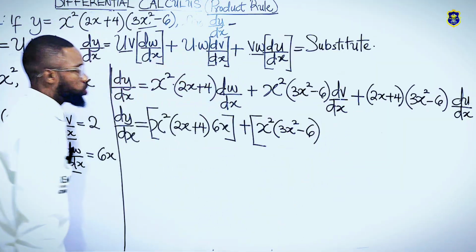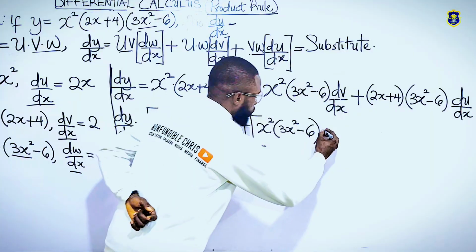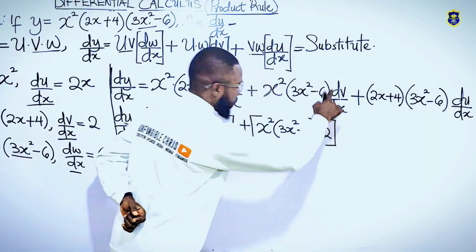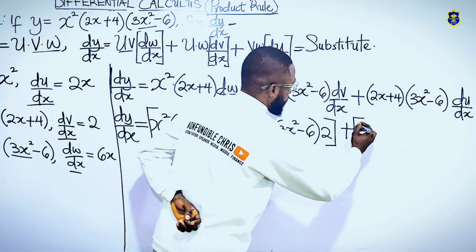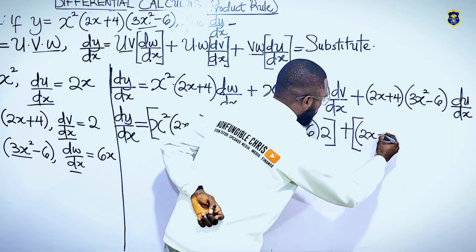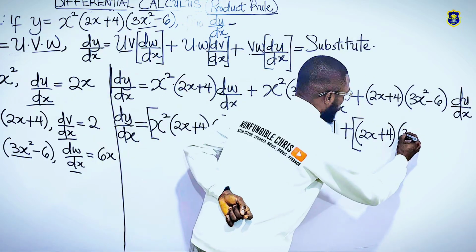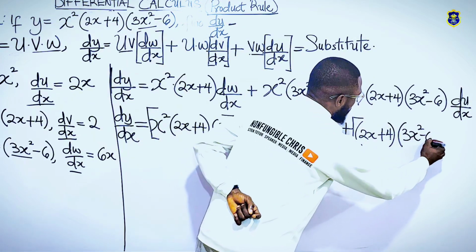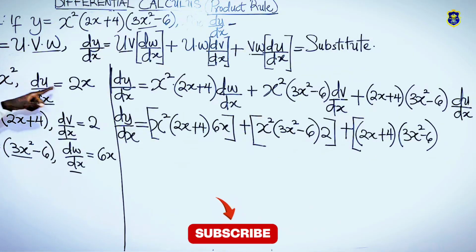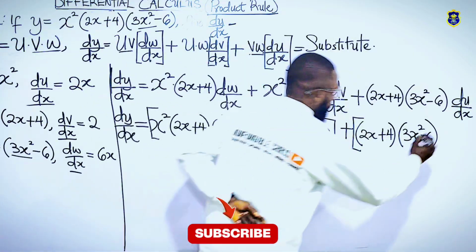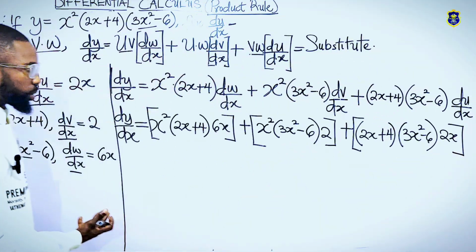What is dv/dx? For our dv/dx, we have just 2. I'm going to put a 2 here, bracket, haven't derived it. And then plus a new bracket, fixing these guys: 2x plus 4, and then we have 3x squared minus 6. So what is du/dx? du/dx is 2x. Fixing our 2x and close our bracket. See how easy it is.